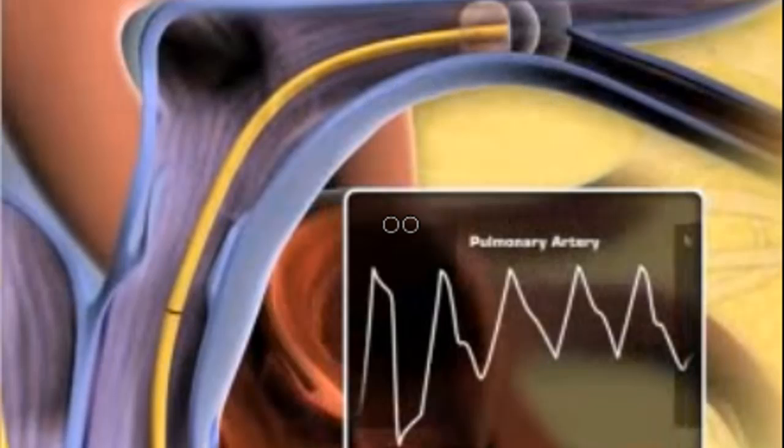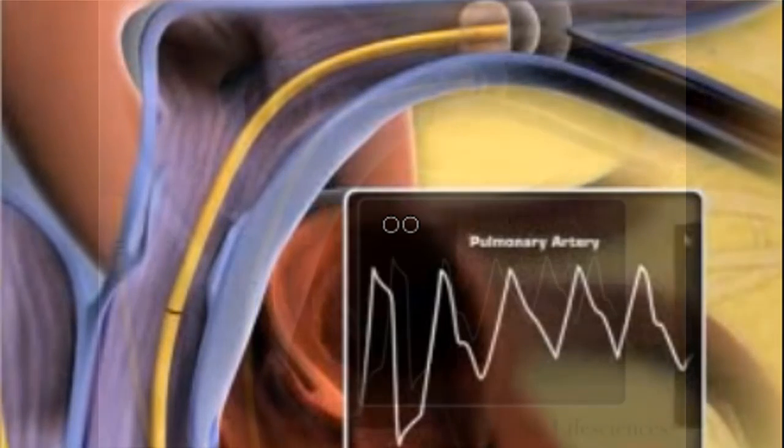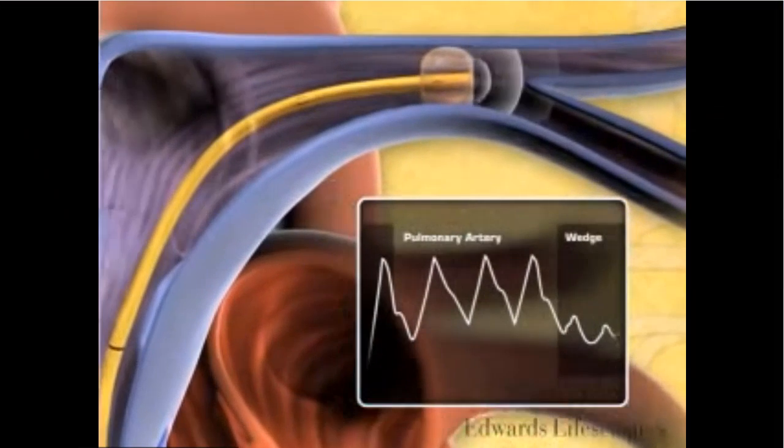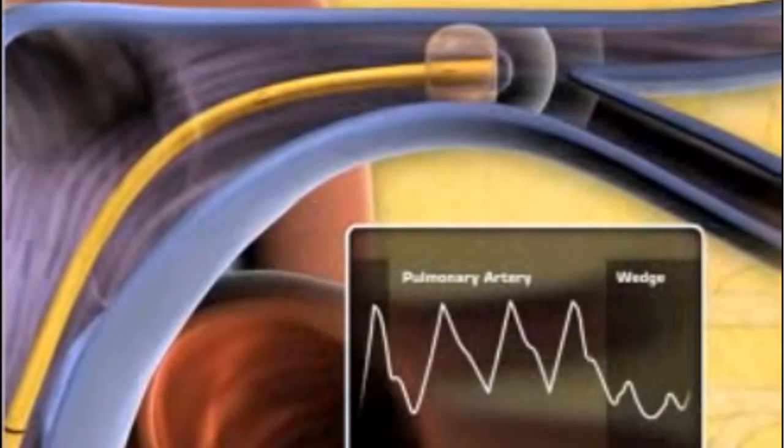Now, as the balloon at the end floats the catheter, it's going to wedge, or occlude, into a distal portion of the pulmonary artery. That's what we call our pulmonary capillary wedge pressure or pulmonary artery occlusion pressure. Those are both the same values.